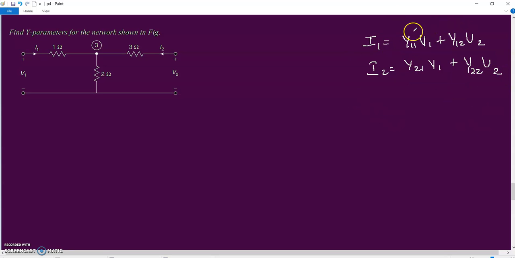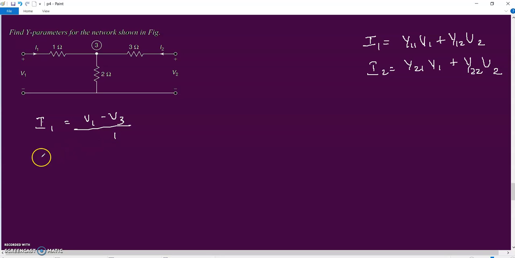So how can we form these two equations from this? Here we have I1 and I2. So first of all, write two equations for I1 and I2. How can we write the equation for I1? I1 is equal to V1 minus V3 by 1, right?